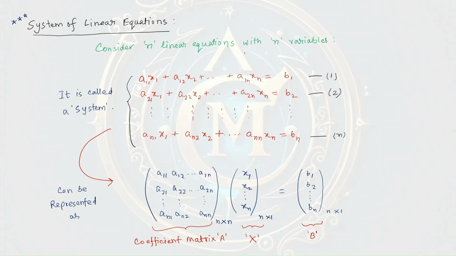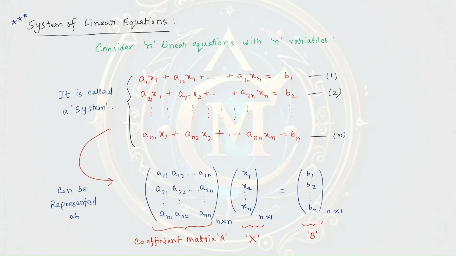Consider n linear equations with n variables. So a system of linear equations is defined like this. Here there are n variables x1, x2, x3, and so on up to xn, and there are n coefficients of the n variables in each equation. So there are altogether n equations and you need to solve for these n variables.